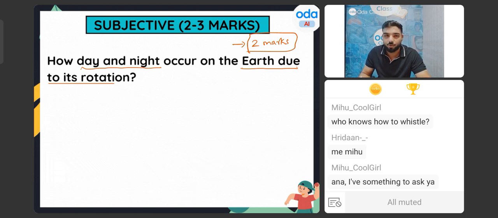See, guys, if the question comes for 1 mark, you can simply write the answer like that: because of the Earth's rotation. So all the students give the correct answer, but the problem is that the question is coming for 2 marks. So 2 marks के लिए कैसे करें?